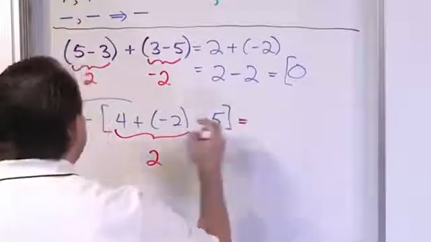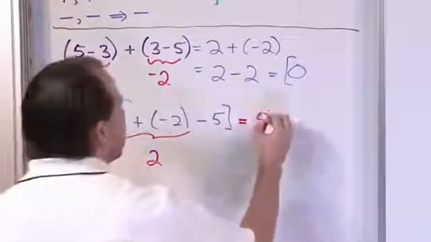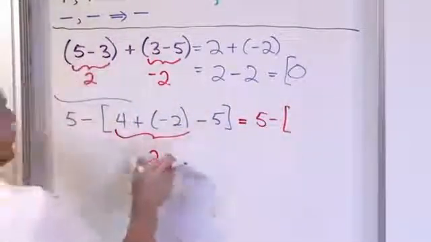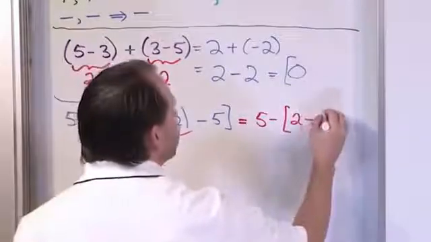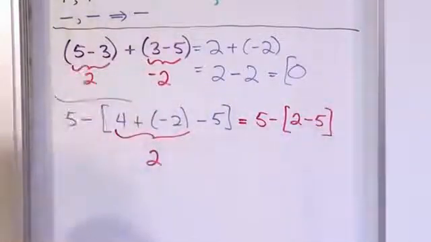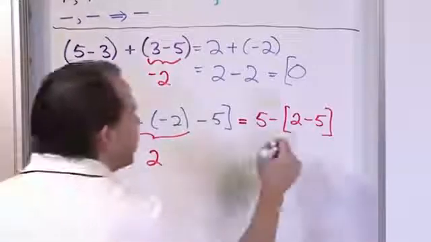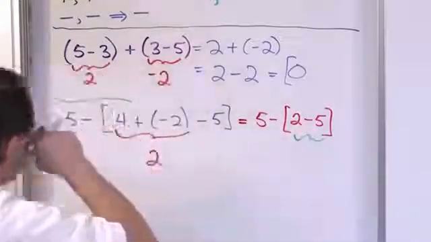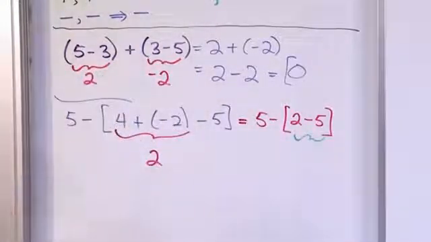So what we're going to actually have is 5 from out here minus, open a bracket. This is 2, and I have 2 minus 5 like this. So now I need to do what's inside this bracket, 2 minus 5. And you can do it any way you'd like.